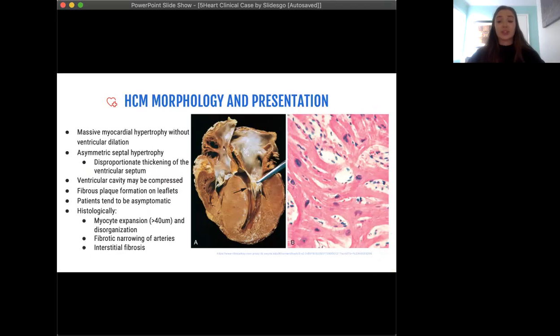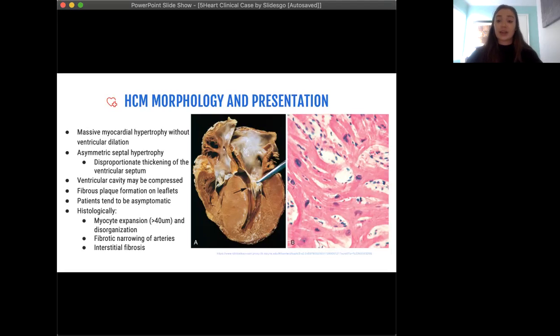Most commonly, you see an asymmetric septal hypertrophy, meaning that the ventricular septum is thicker than the left free wall. Here, the septum itself is a little bit thicker, but the left free wall in this case is pretty thickened as well. The ventricular cavity may be depressed, which, yes, we can see here, smaller than it should be. And there's often fibrous plaque formation on the mitral valve, which is what the black arrow is pointing to.